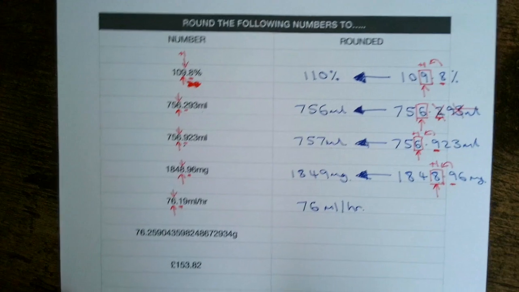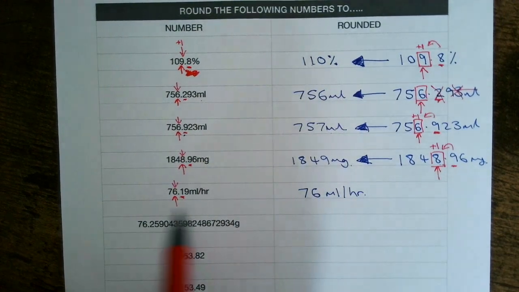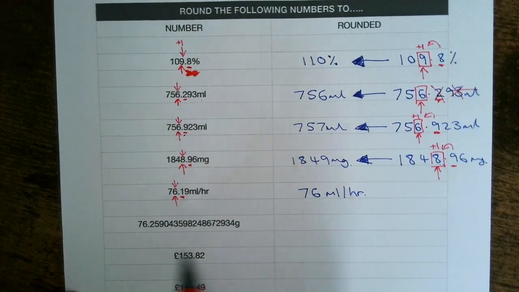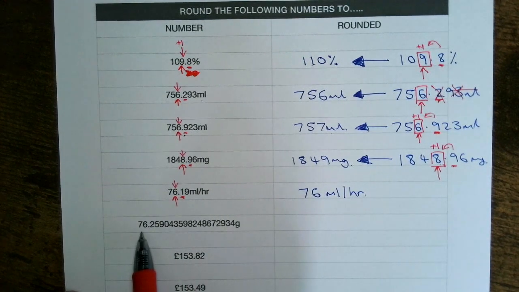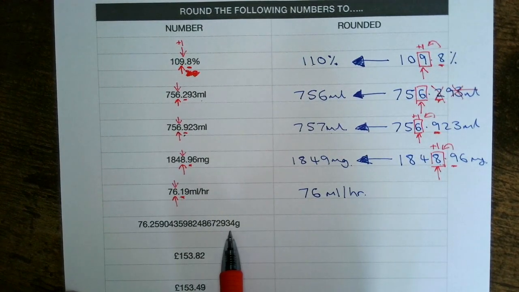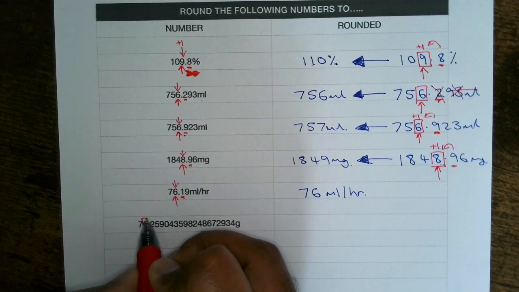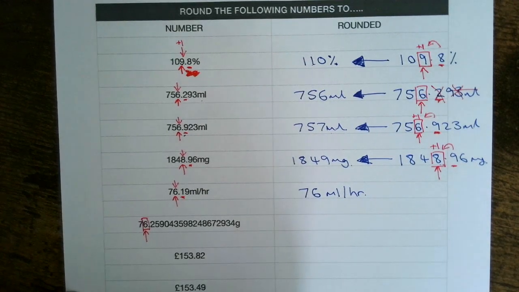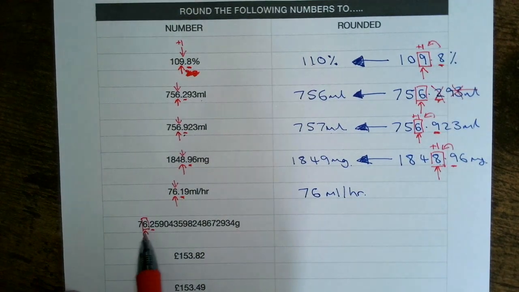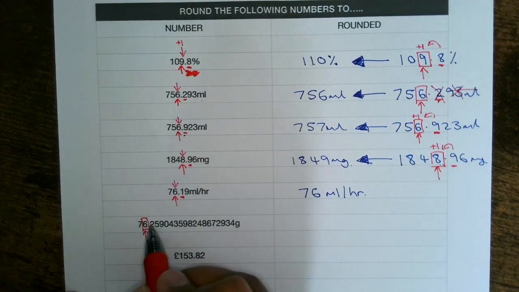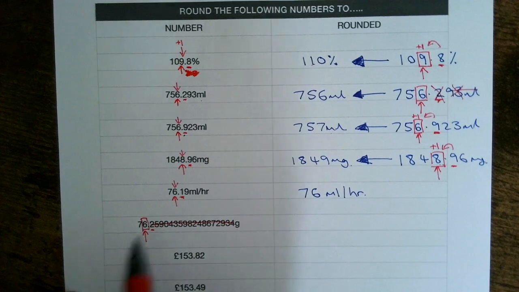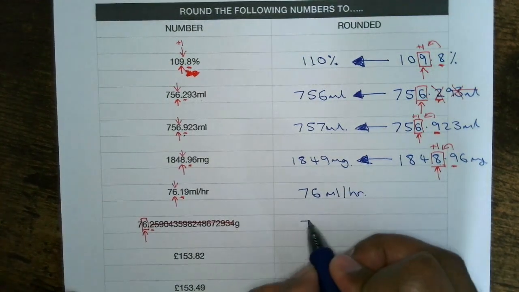Let's go to the next one. We've calculated, let's say, how much powder we need, and on our calculator we've got this big long string of numbers, and they want the answer to the nearest whole gram. So what are you going to do? You isolate where my whole number is. You look at the number next to it. It's a 2, and you ask yourself, is it greater than 5 or smaller than 5? It's smaller than 5. So what am I going to do? I'm going to cross it out. I'm not interested. My answer is 76 grams.